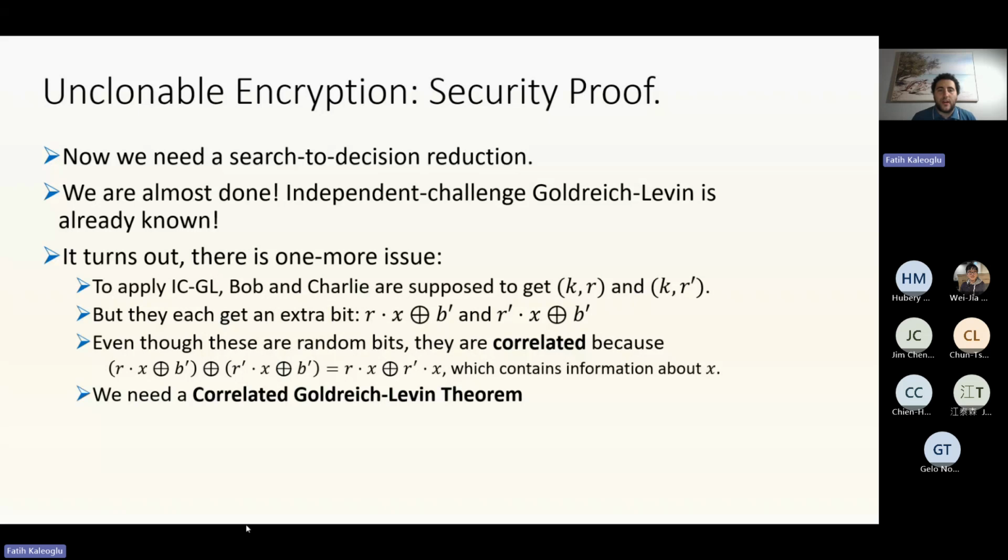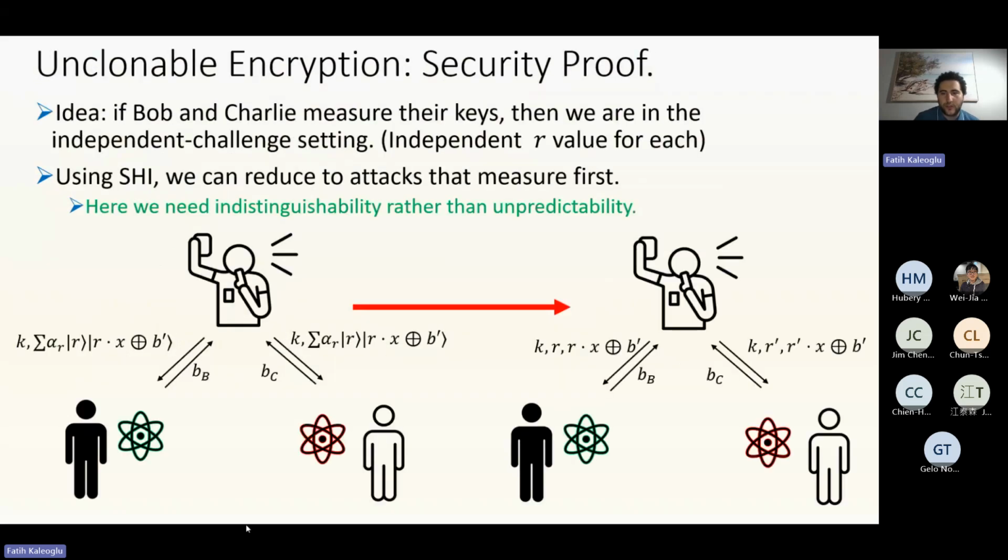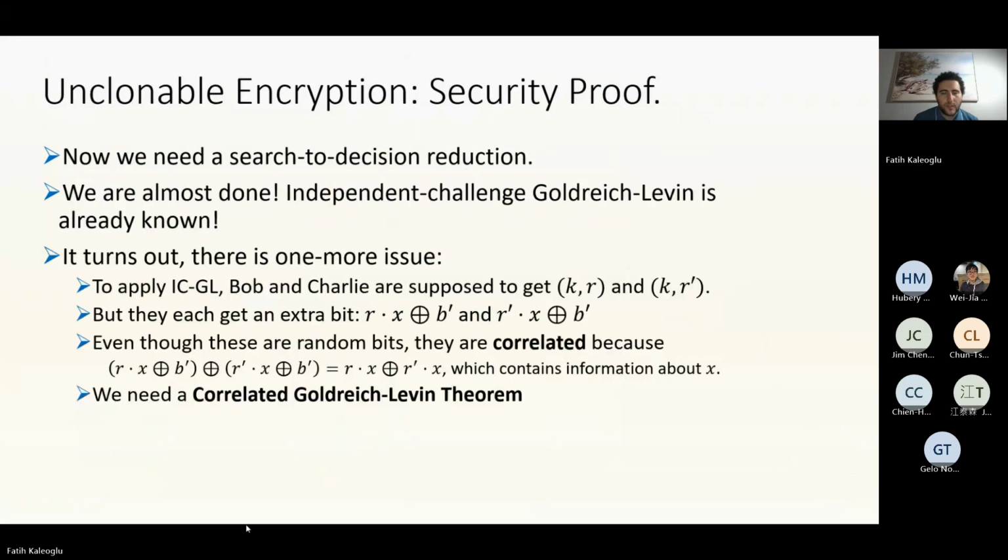And after doing this, now we can hope to perform the search to decision reduction using independent challenge Goldreich-Levin, which is already known in prior work. So that's wonderful. However, there's one more problem. If you look more closely at the game on the right here, where they receive independent samples of R, they not only receive R, but some extra bit. And so these bits are r.x XOR b prime and r prime.x XOR b prime for independent values of r and r prime. Because b prime is just a random bit, these are just random bits. However, they are correlated.